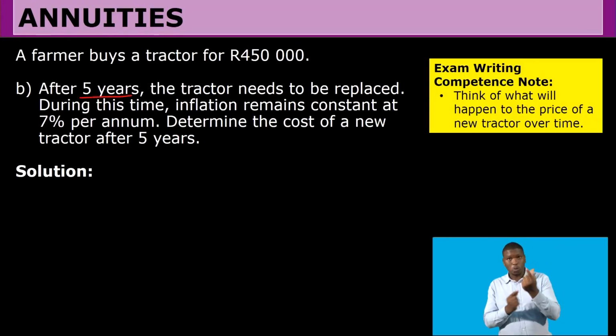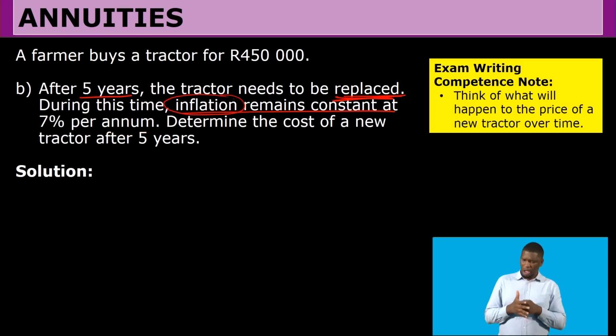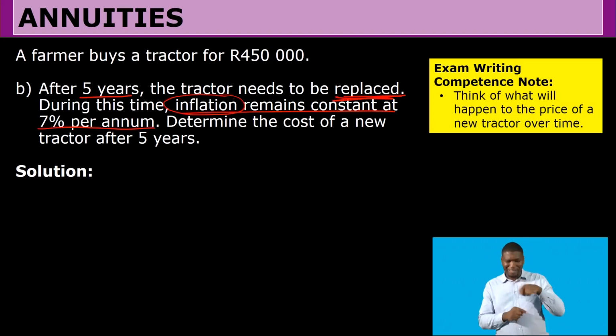The next sub-question there says, after 5 years, so we're still working with that farmer that bought that tractor for 450,000 rand, it says that after 5 years, the tractor needs to be replaced. Now, during this time, inflation remains constant at 7% per annum. So inflation, there is the key word, and then determine the cost of a new tractor after 5 years. Now, if we think about something that we buy now, after 5 years, it will definitely not be the same price. Now, we are not talking about the actual thing that we bought, but we are talking about the newer version of this thing that we have bought.